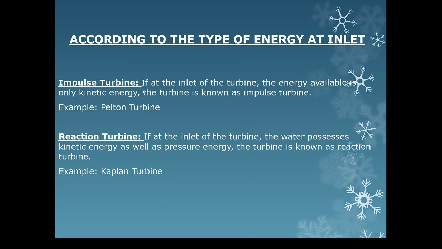Next, according to the type of energy at the inlet, we have impulse and reaction turbines. So what is an impulse turbine? If the energy available at the inlet of the turbine is only kinetic energy, it is known as an impulse turbine. If there is kinetic energy as well as pressure energy at the inlet of the turbine, it is known as a reaction turbine. An example of an impulse turbine is the Pelton turbine. An example of a reaction turbine is the Kaplan turbine.